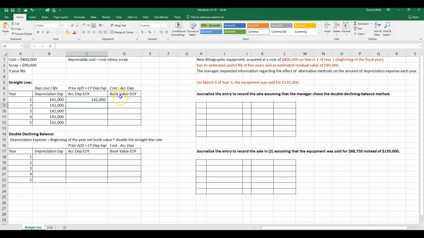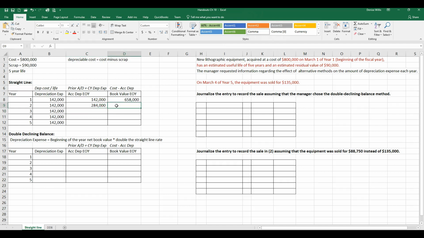Okay, now the book value at the end of the year, cost minus the accumulated depreciation, is the book value. So here we can say this equals the $800,000 minus this accumulated depreciation right here. Okay, so book value at the end of year 1 is $658,000. So let's quickly finish out this little table here. We said that you always take the beginning amount. So now we're starting out with 142 and we're adding to it the other 142 from this year. So our accumulated depreciation for year 2 is 284.